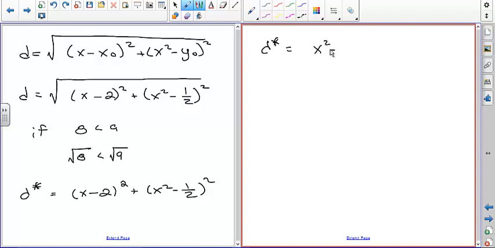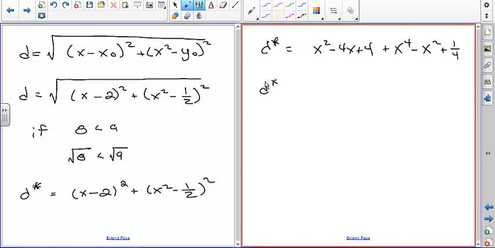So I'll get x squared minus 4x plus 4 plus x to the fourth minus x squared plus 1/4. So, x times x is x squared. You get negative 2x twice. You get negative 4x. Negative 2 times negative 2 is positive 4. Same thing here. This squared is that. You get x squared times a negative half plus x squared times a negative half. It gives you negative 1x squared. And then negative half times negative half gives you positive quarter.